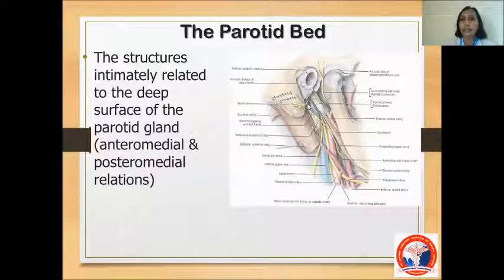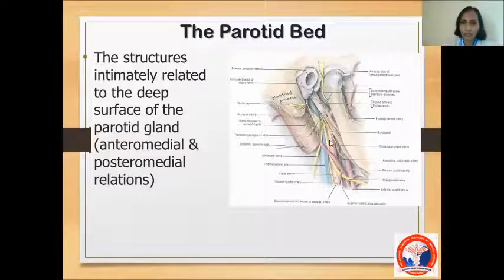We see the facial nerve exiting here from the stylomastoid foramen, which is between the styloid process and the mastoid process, and entering the posteromedial surface into the substance of the gland to divide into its terminal branches, which will exit from the anteromedial surface. We see the muscles attached to the mastoid process. This muscle, which is seen here, is the sternocleidomastoid.